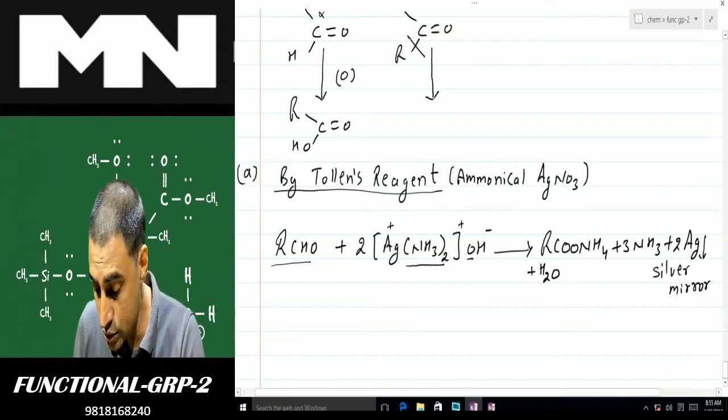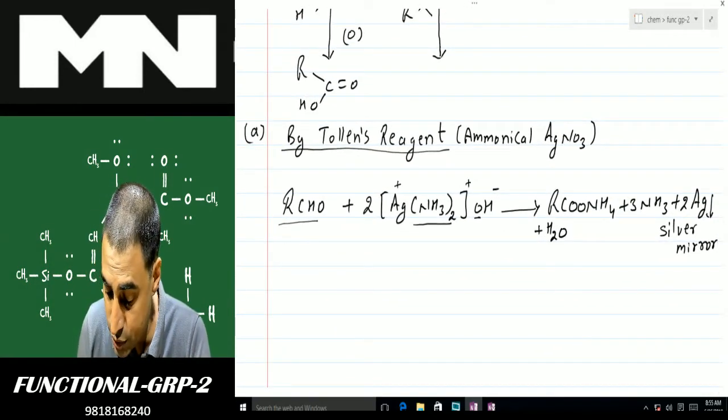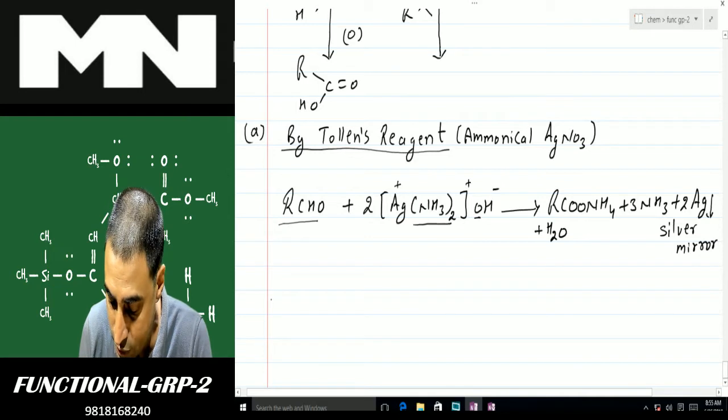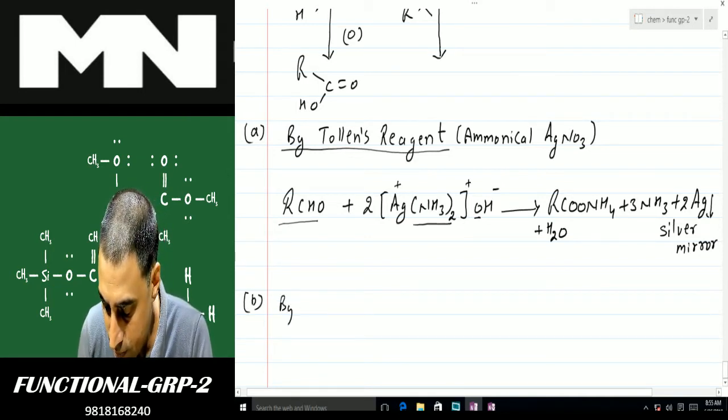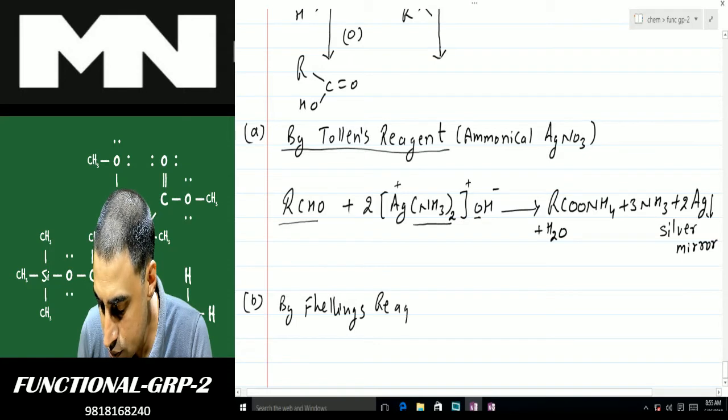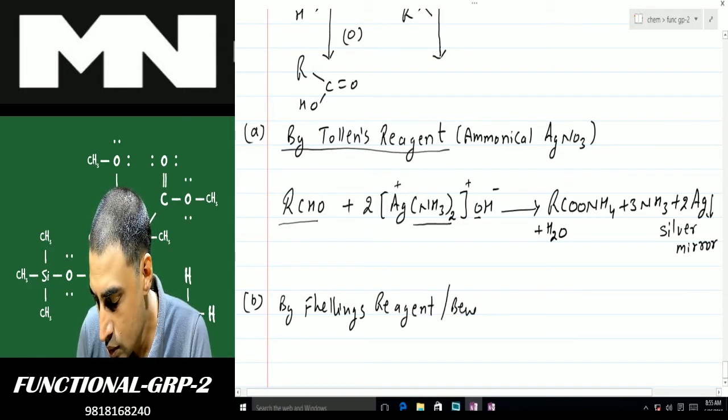The second test, the second reaction that can also be used as a test to differentiate between aldehyde and ketone, is oxidation by Fehling's reagent or Benedict's solution.